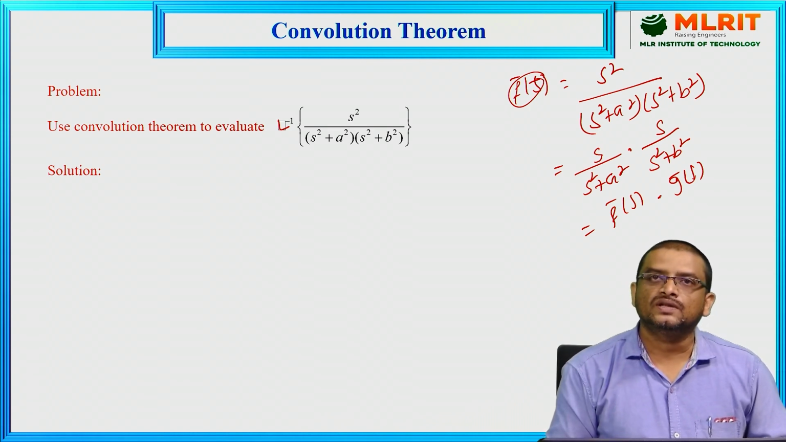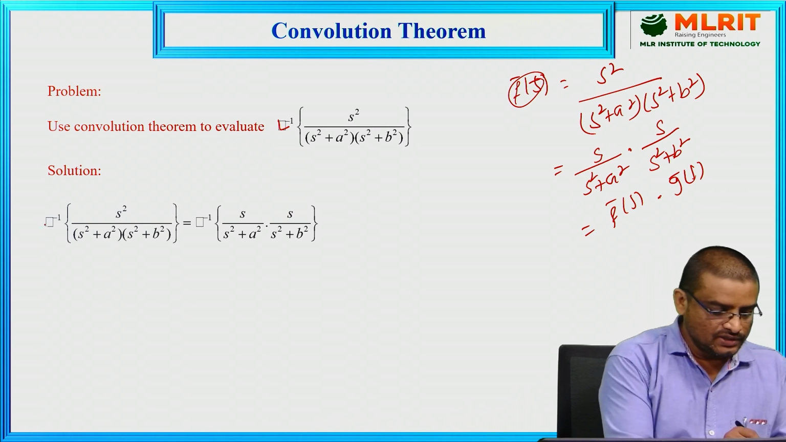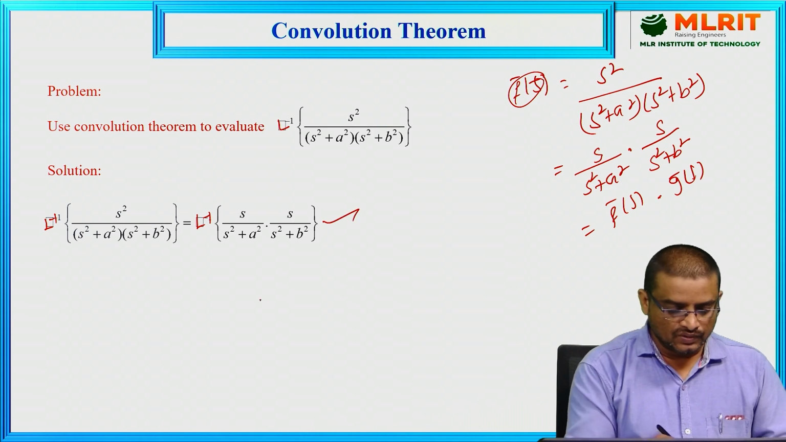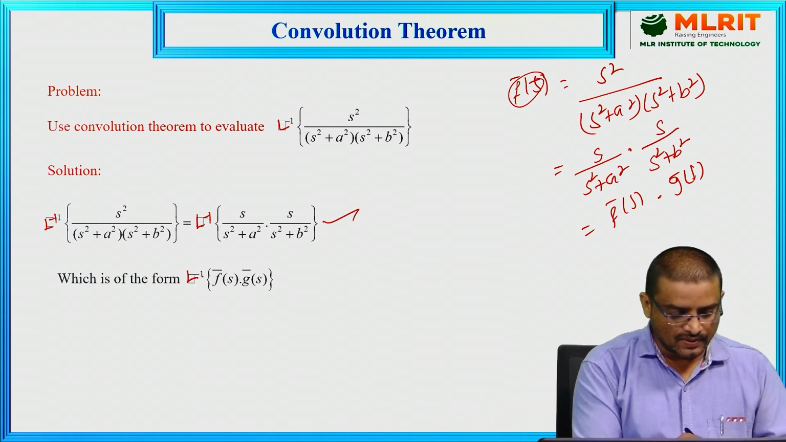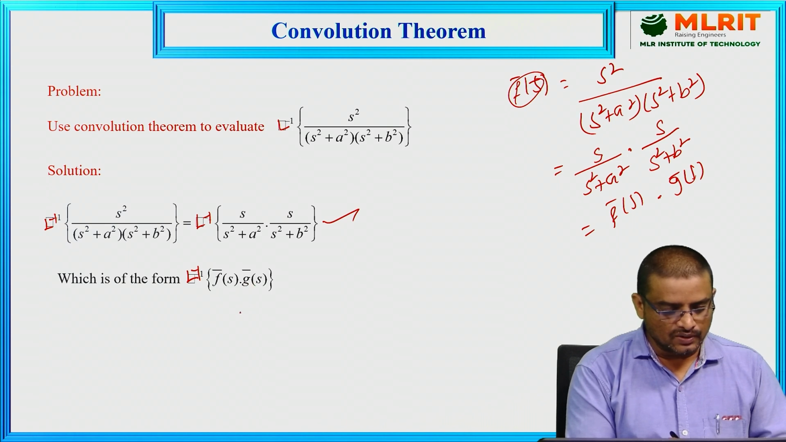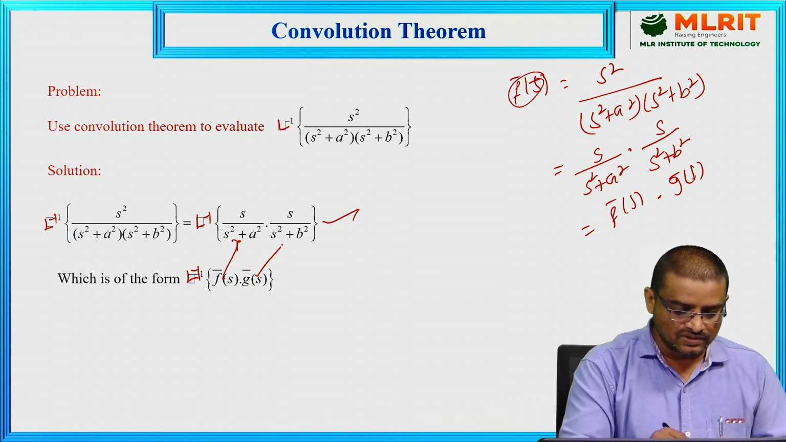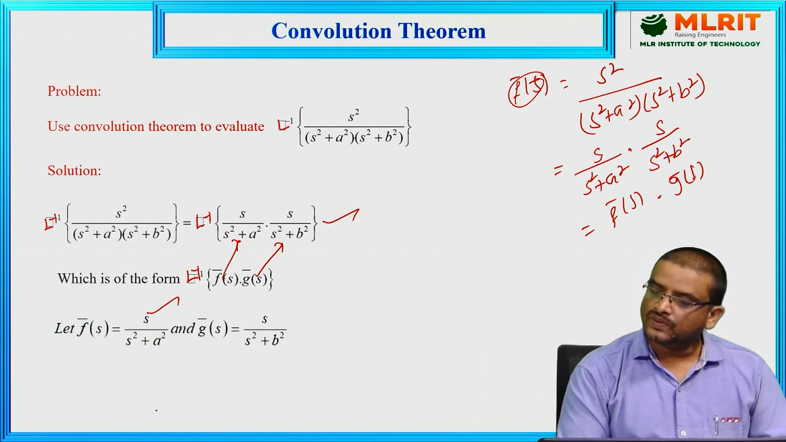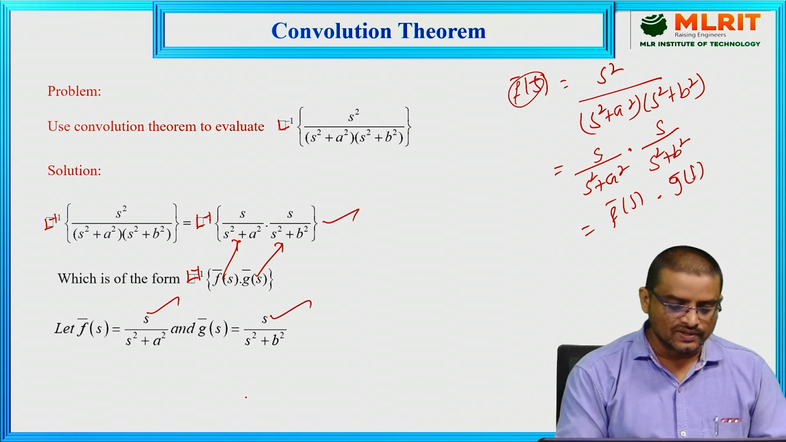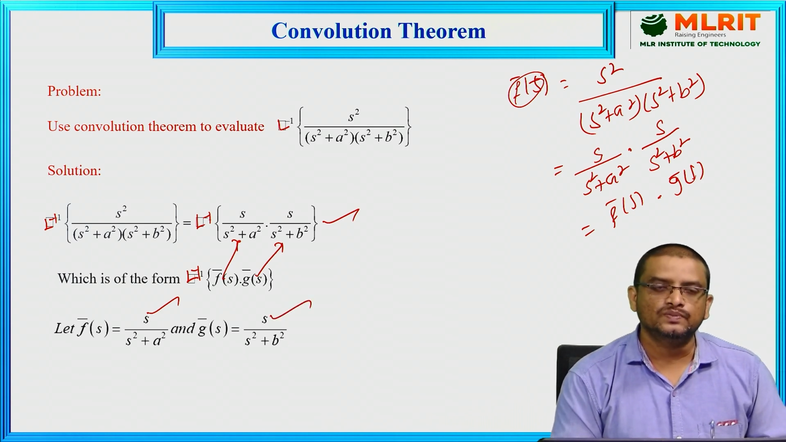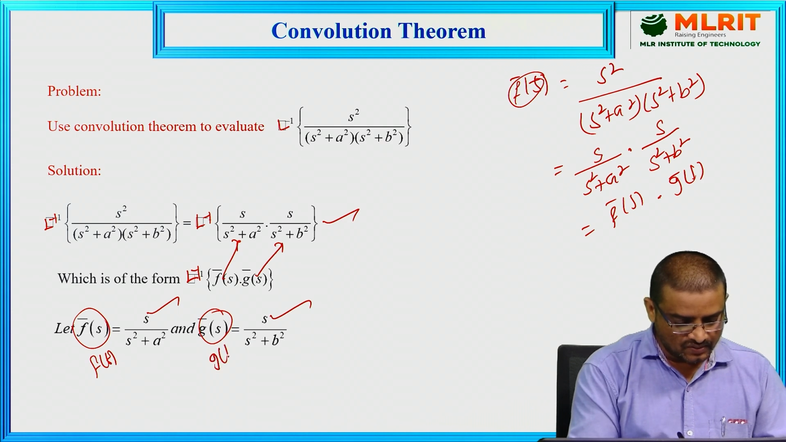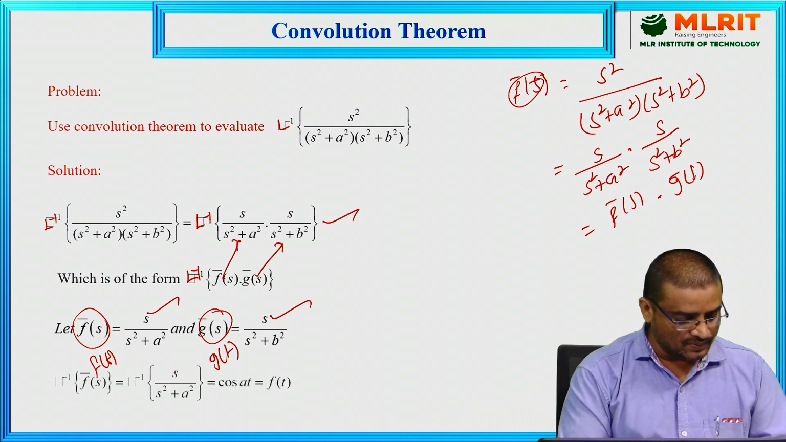So this is our first one. We have to go for the convolution theorem. So this is L inverse of f bar of s into g bar of s. Here f bar of s is equal to s by s square plus a square, and g bar of s is equal to s by s square plus b square. Now by using this f bar of s and g bar of s, get the value of f of t and g of t by applying the inverse Laplace transform.